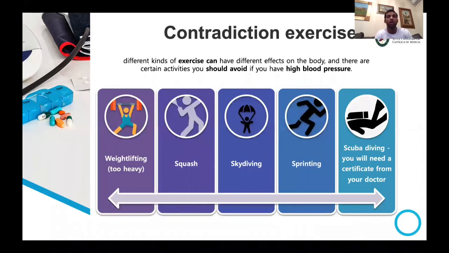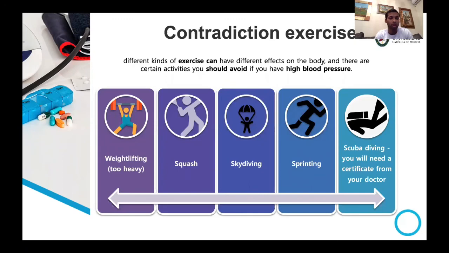Okay, so let's look at the contraindicated exercises, the exercises that we should not be doing as a hypertension patient. Different kinds of exercises can have different effects on our body, and certain activities should be avoided if we have high blood pressure. Heavy lifting, weightlifting, or lifting weights even above our shoulders is bad for us. Even playing squash, skydiving, sprinting, and scuba diving. These activities have much higher intensity in them.